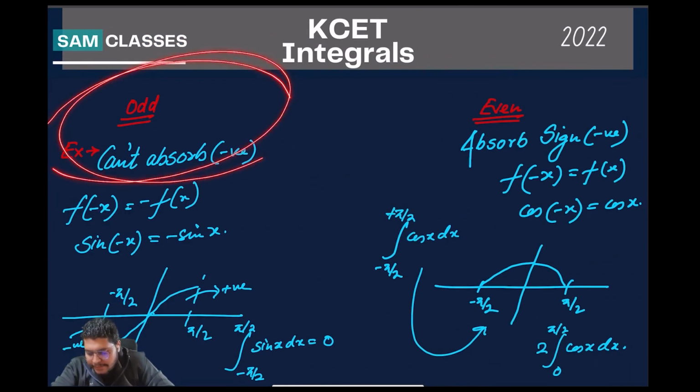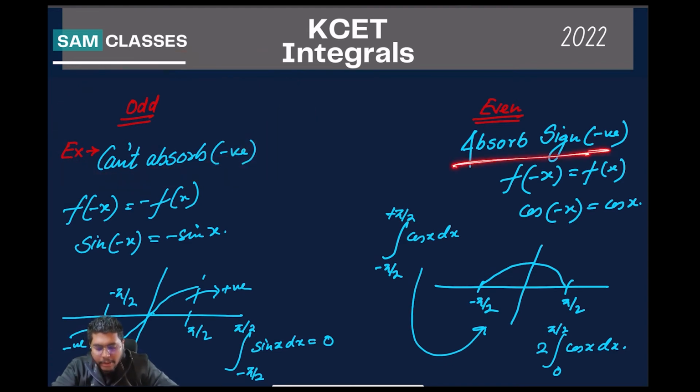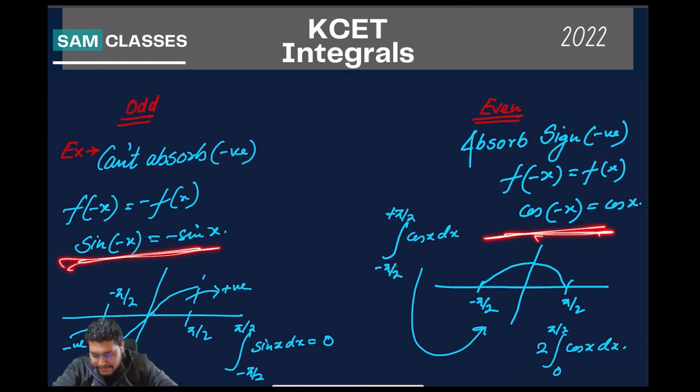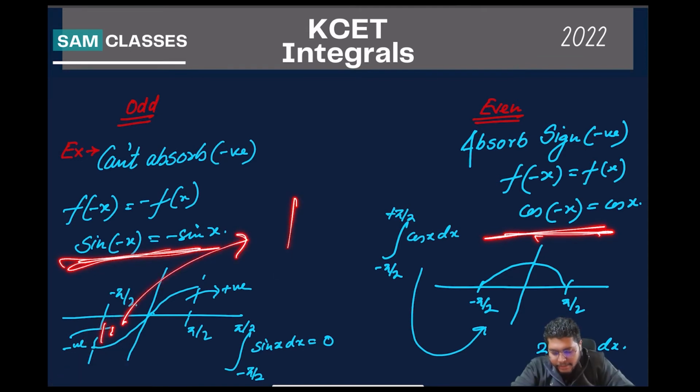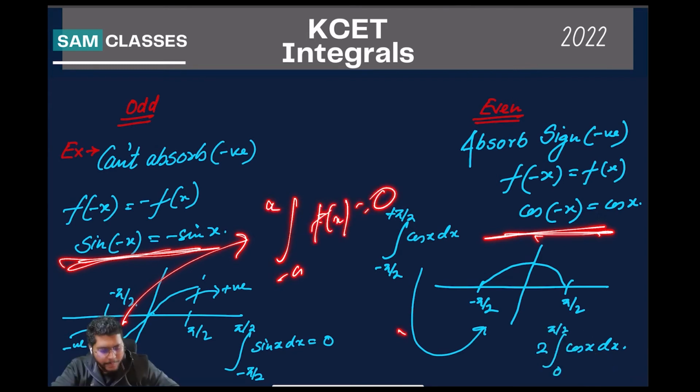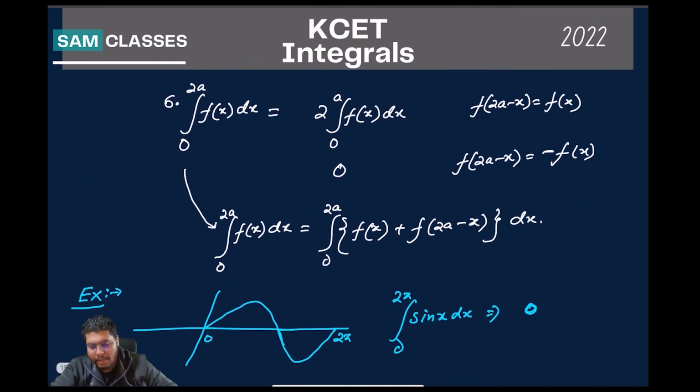So odd function, again I've explained: an even function can absorb the sign, an odd one cannot. An example of even is cos. An example of odd is sine. If you can understand that this function is odd, and the integration is from minus a to a, you can directly put the value of the integral of f(x) dx as 0. And for an even function, it will be two times the positive part, or any part you can take. Clear, everyone? The last formula is also the same thing, very important.